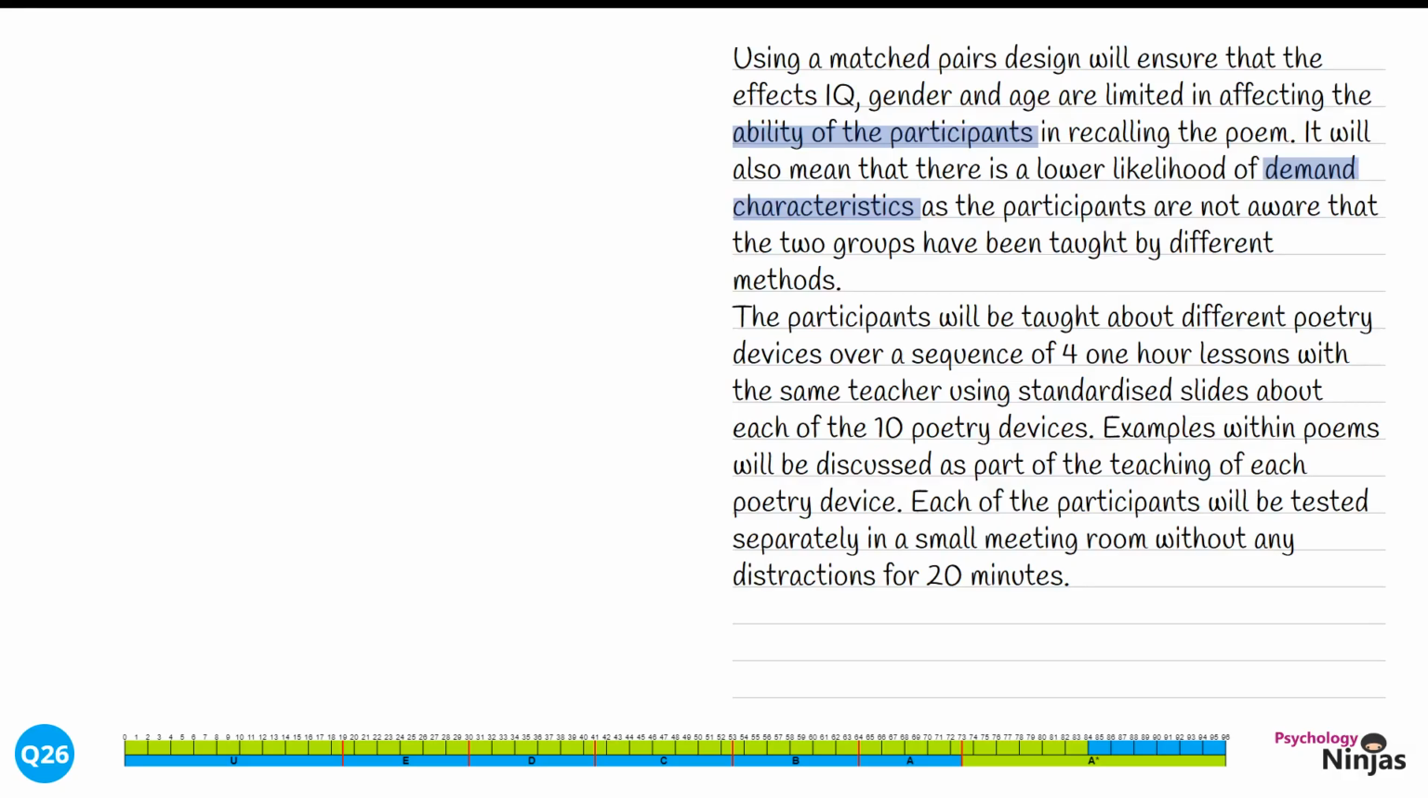We've got a real detail in our level of control, talking about not only the type of lessons and how many lessons they're going to get, but the teacher being the same and the information being the same through standardised slides. We're saying that all the examples used are going to be the same, and we're also controlling where they're tested and how they're tested. Again, the details on here don't really matter, as long as there are specific details and what you have said has been justified. Let's look at our justifications.